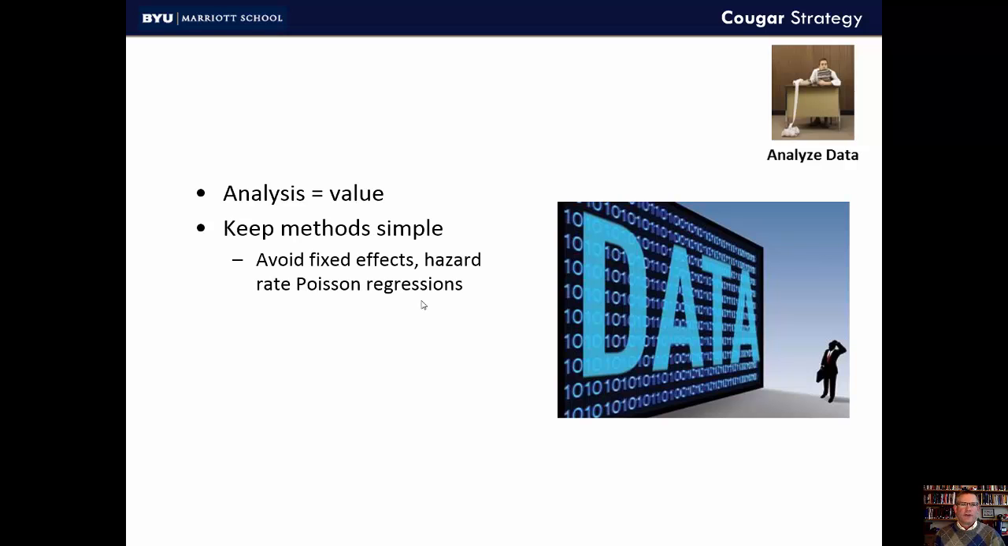Keep your method simple. Here I've got a very complex fixed effect hazard rate Poisson regression. It's a very, very sophisticated empirical tool. Keep it simple. Maybe look for correlations. Make tables to look for pattern matching. Again, you don't have the time to do the sophisticated modeling, and your client probably isn't going to understand what you tell them anyway. So keep your analysis simple, but don't get bogged down in the obvious.